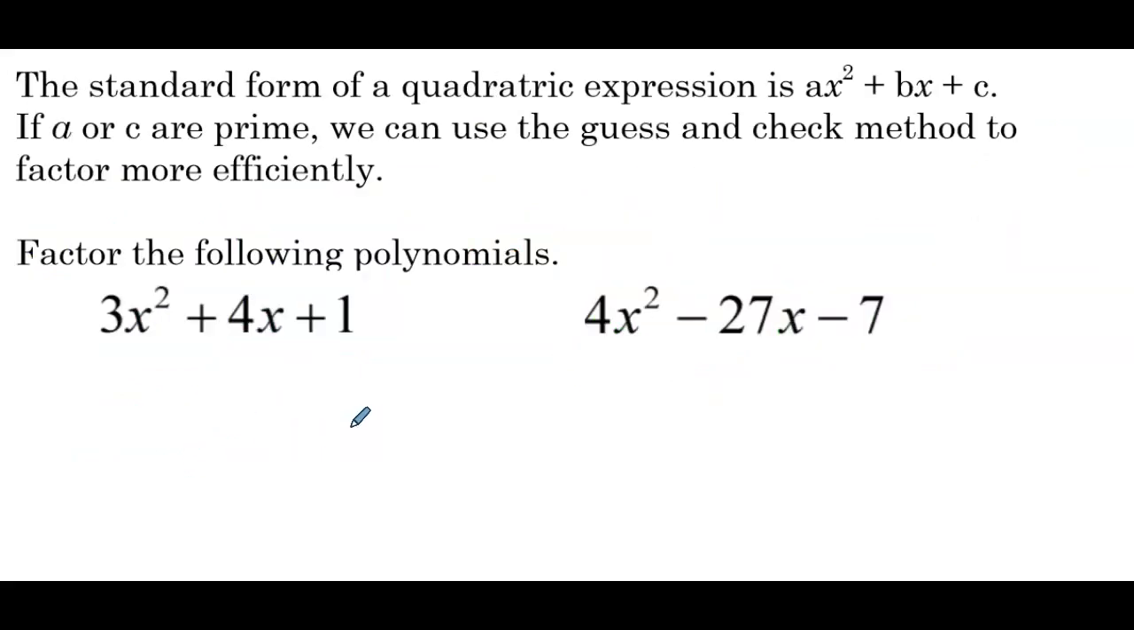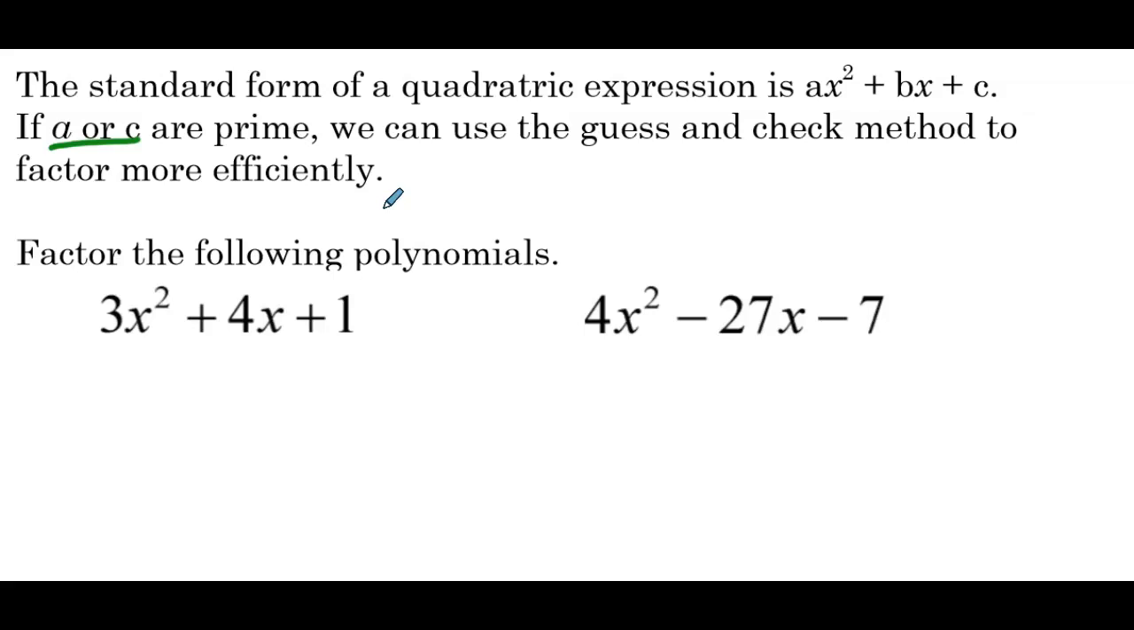The standard form of a quadratic expression is ax squared plus bx plus c. We've seen this before, but just a nice reminder. If a or c are prime, we can use the guess and check method to factor more efficiently. Meaning, if either our leading coefficient or our constant term is prime, we should be able to guess and check the factors quicker than doing grouping.